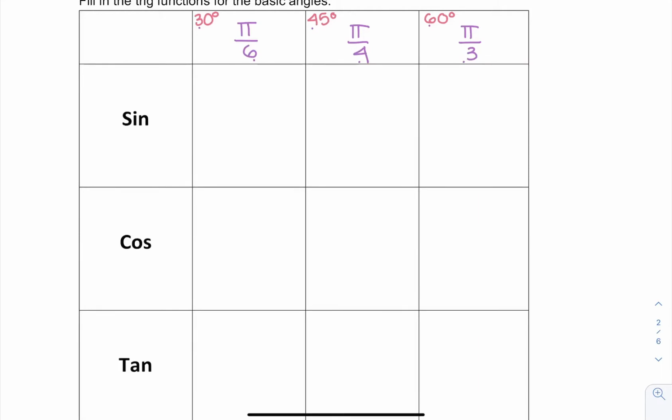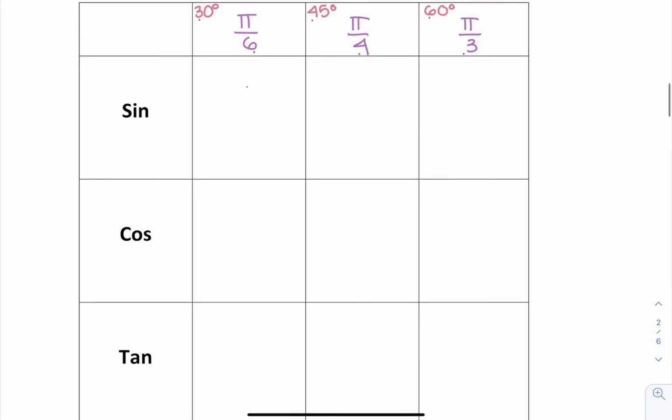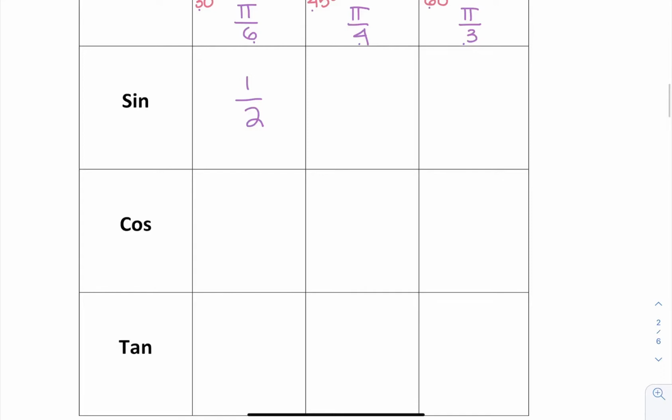Now, the table is the same. So asking for sine of 30 degrees is the same thing as asking what's the sine of pi over 6. Well, we already know that that's 1/2. We know the cosine of pi over 6 is the square root of 3 over 2. And we know the tangent of pi over 6 is the square root of 3 over 3. These are the same values. We just talk about the degrees differently.